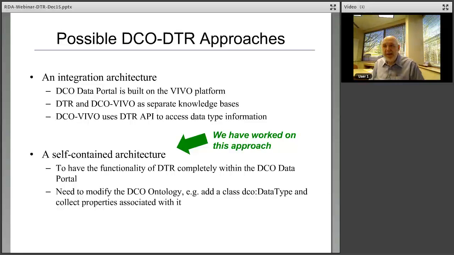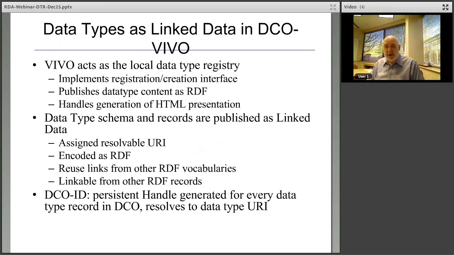Alternatively, they considered simply taking the idea and the model and so on and incorporating it into their existing structure, and that's what they did. So they modified their ontology and added a class data type that would function exactly as though they had a separate data type registry. But they built out the Vivo stuff to do that. So Vivo now acts as the local data type registry. And they assign handles to the data types. They encode them as RDF, so they have very much a semantic web linked open data approach to this.